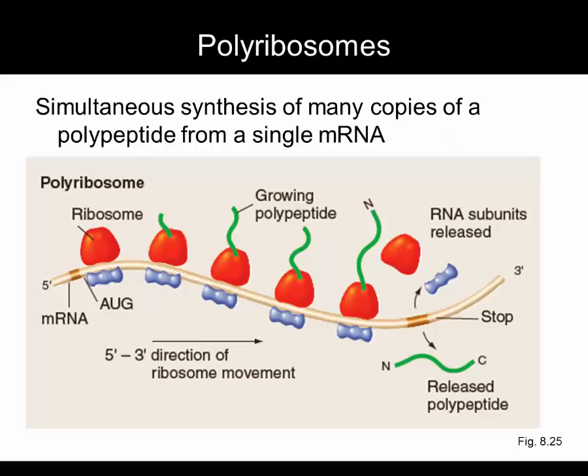Protein synthesis does not need to proceed one ribosome at a time. Multiple ribosomes can be translating the same mRNA simultaneously. Having many ribosomes along an mRNA is referred to as a polyribosome. In this way, a single mRNA molecule can give rise to many copies of the protein it codes for in a short period of time.